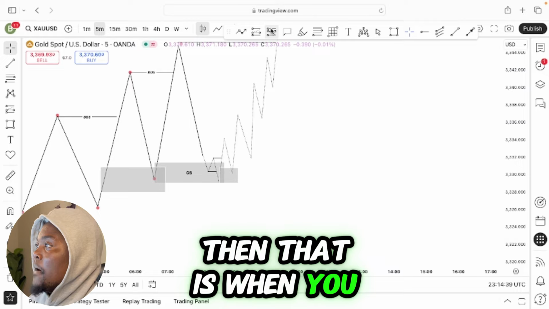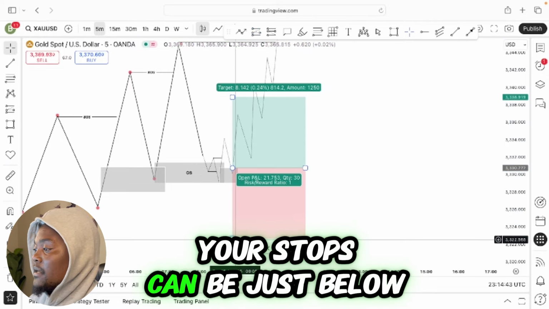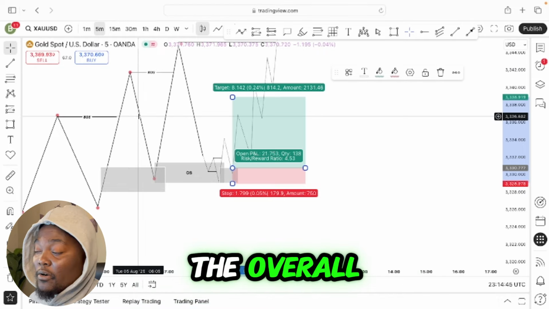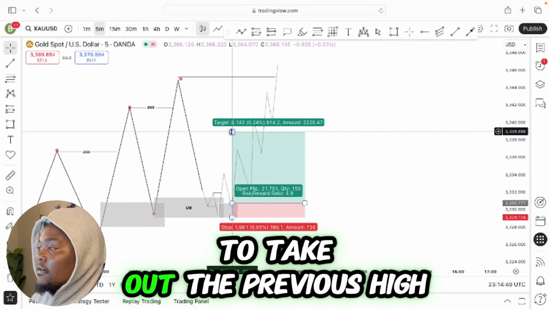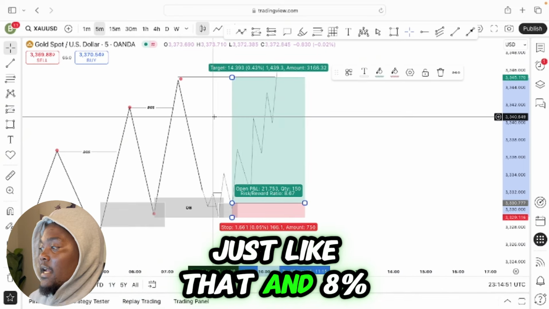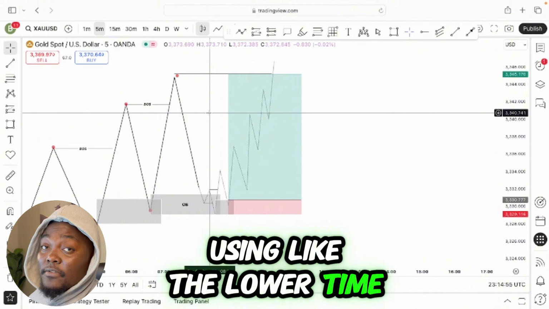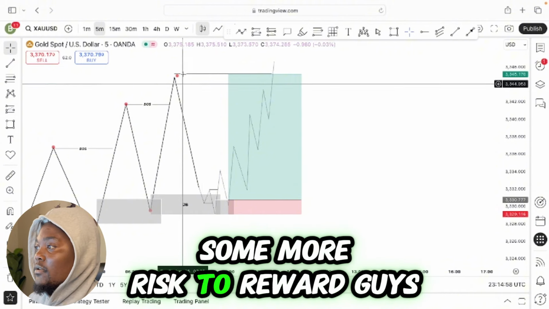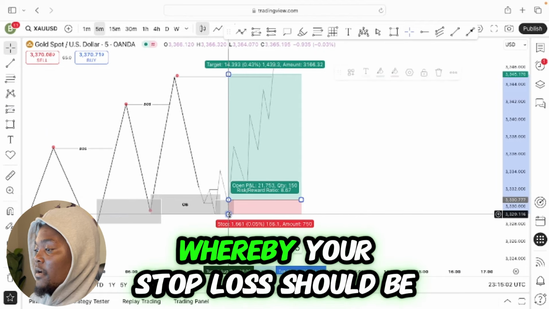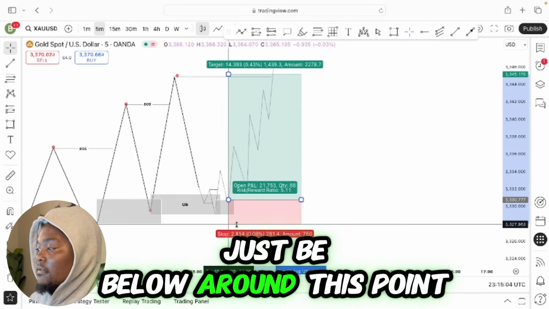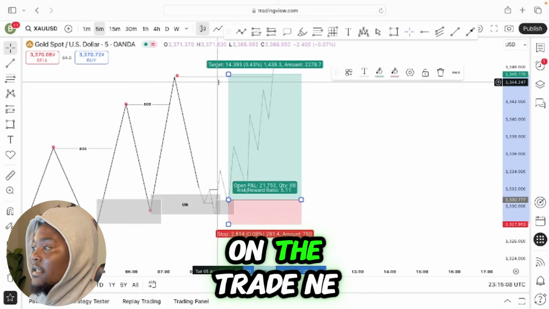Then that is when you place your buy limit just around this point here. Your stops can be just below the overall 15-minute zone or the overall 1-minute zone, for you to take out the previous high, just like that. And using the lower time frames is just nice because it will give you more risk to reward, guys. Let's say maybe this is on the 15-minute time frame, where your stop loss should be below around this point, and then you're killing the overall risk to reward on the trade.